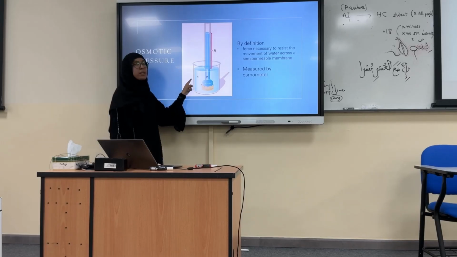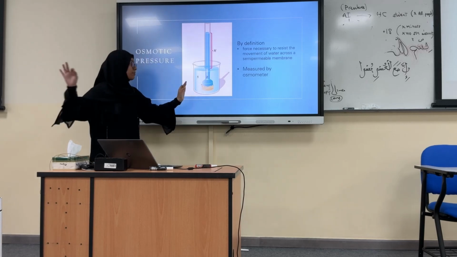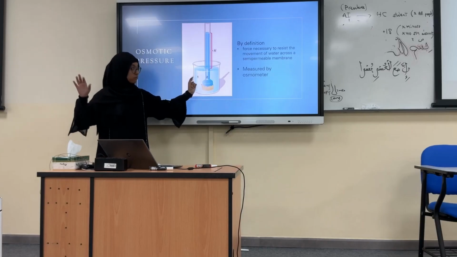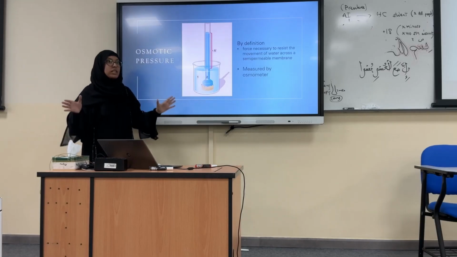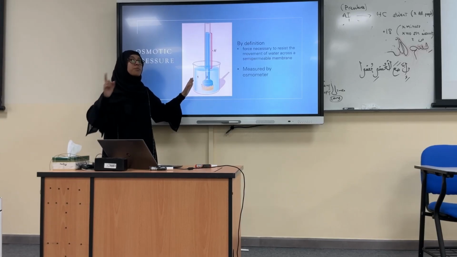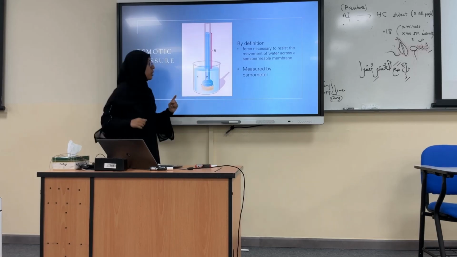Let's say 1 is a solution of salt water. 2 is a solution of more concentrated salt water. So what will happen? Which way will the water move? 1 to 2. So it's going to go this way, right? It's going to increase the height of the water column.